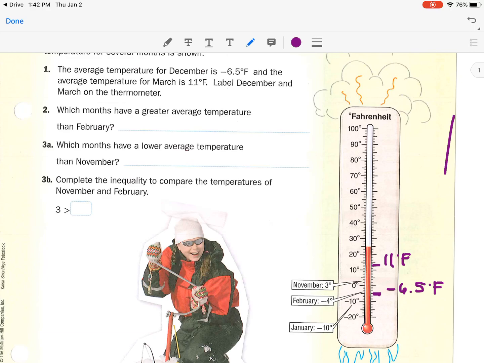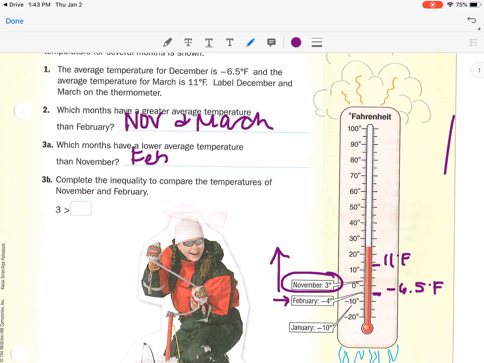Which months have the greater average temperature than February? So when we're looking at February, we want to know which months are greater than that. And we can notice the ones that are above it are November and March. Those are the ones that are above, so therefore their temperature is greater. Which months have a lower temperature than November? So when I look at November, which is right here, which ones are lower? Well, it's going to be February. And then remember, this one we labeled was December. And then we also see that January is less than that as well.